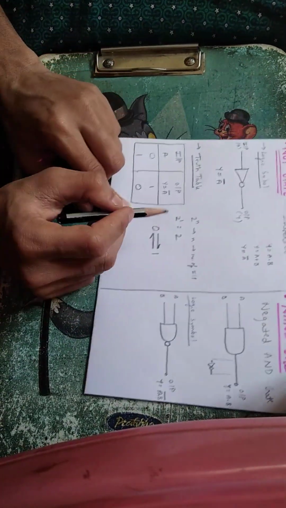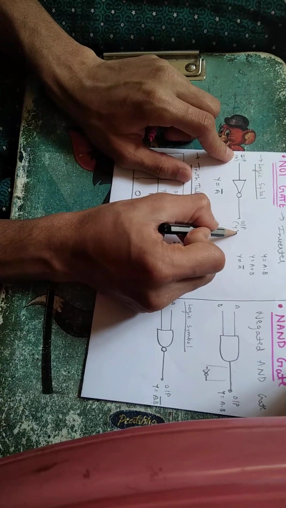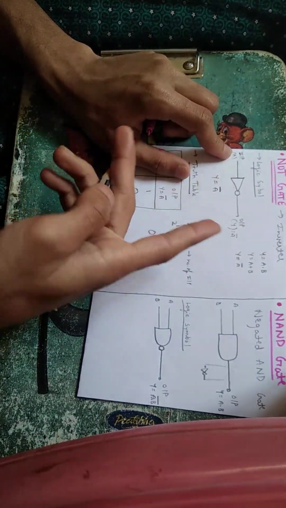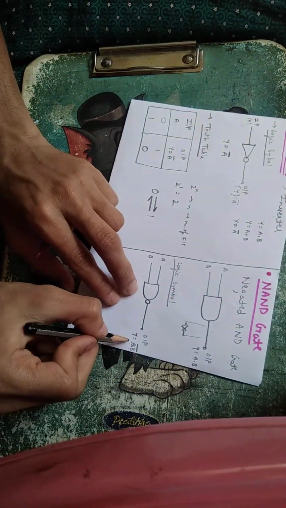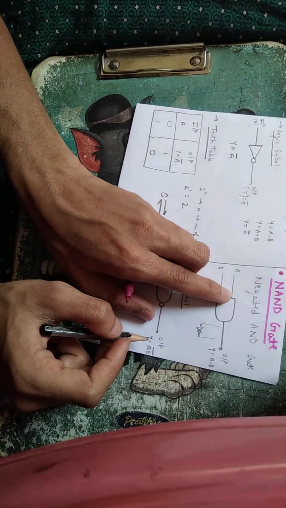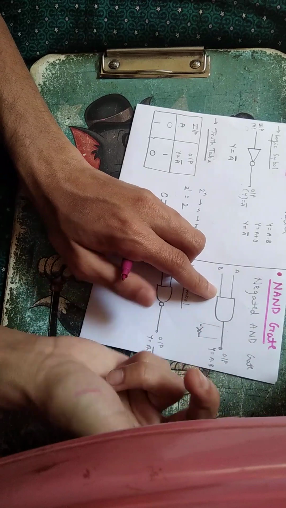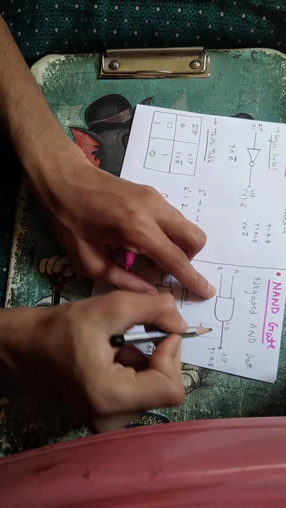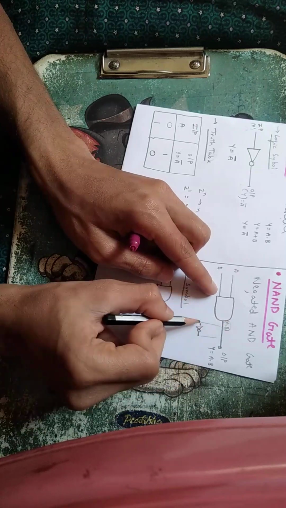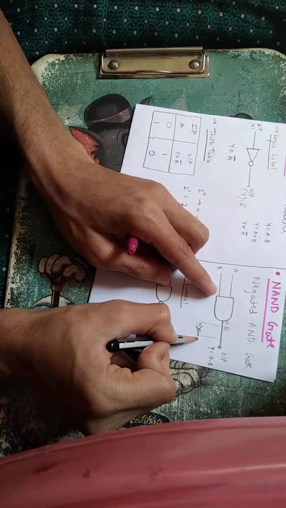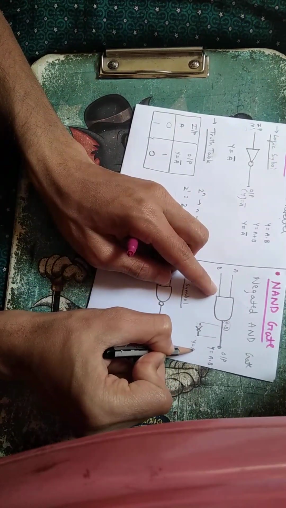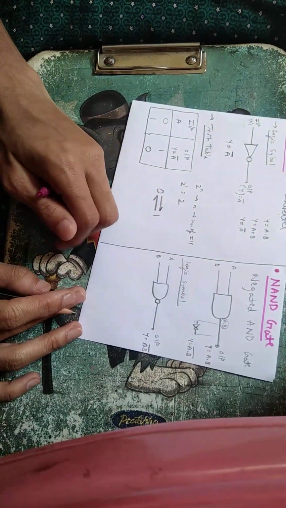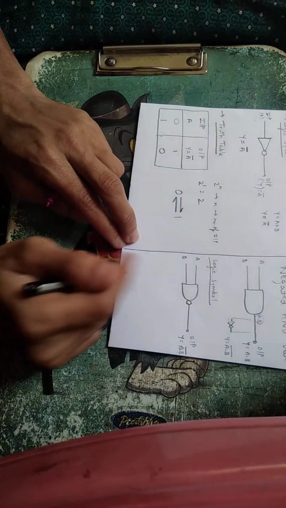See, when there was only one input, that is A, the output would be the inverted input. So here, AND is like A into B, right? So here the output will be A into B. When A into B passes through the NOT gate, what will be the output? Y is equal to A dot B complement, right? So that is the NAND gate.